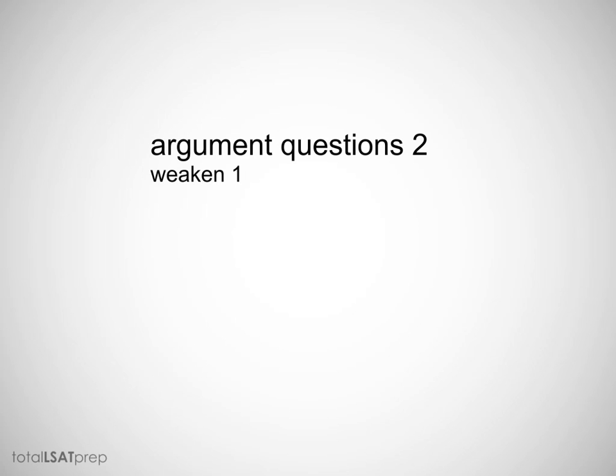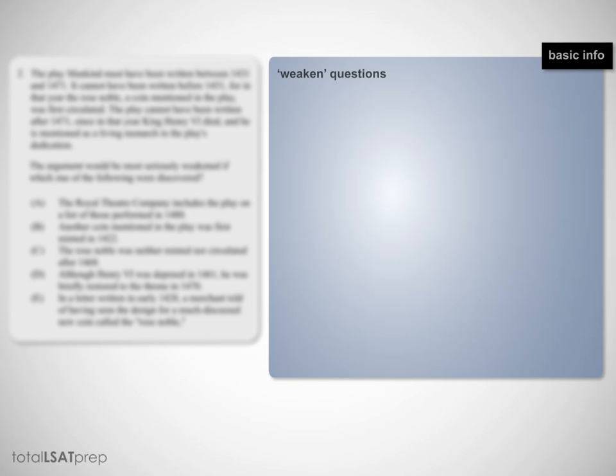Okay, in this video we're going to introduce the basic variation for the second question type in our argument section, the weaken question type. Here we have an example of a weaken question on the left, and let's take a look at the basic information for weaken questions. First, for weaken questions, the content is always an argument.